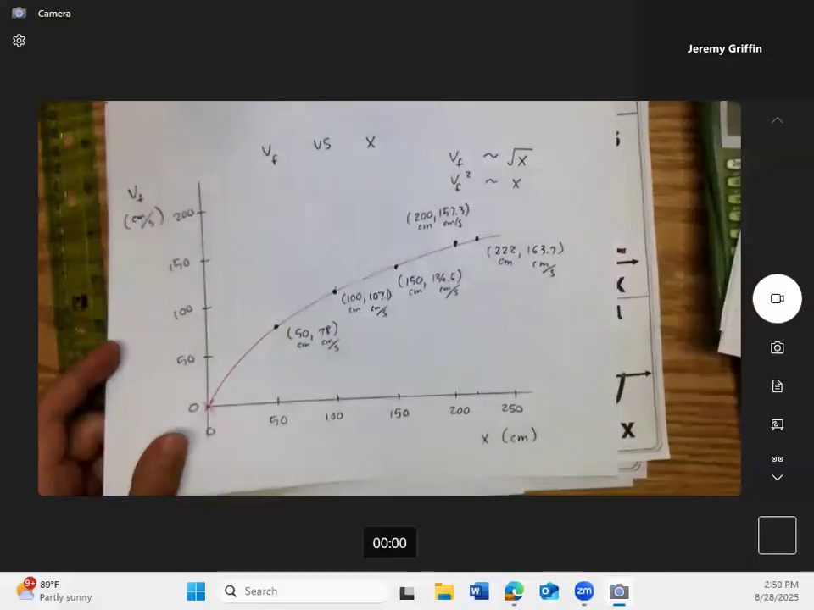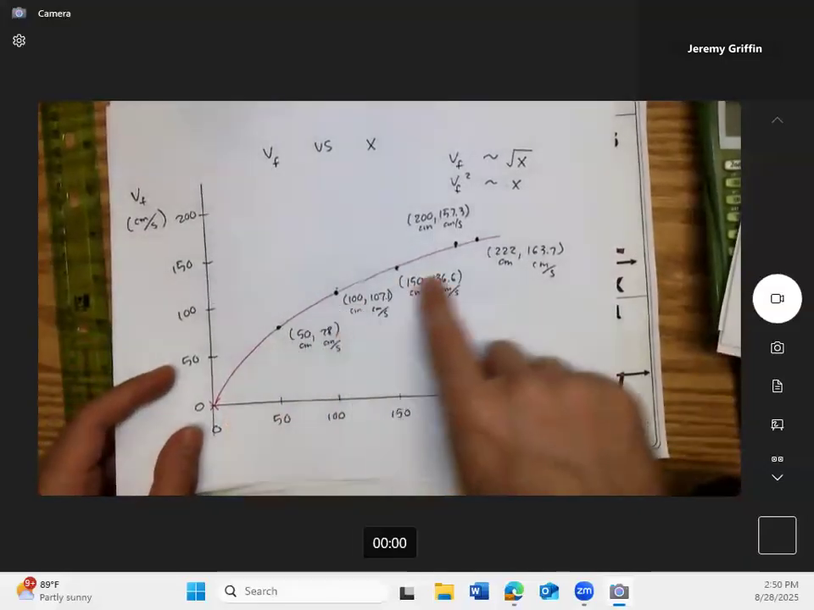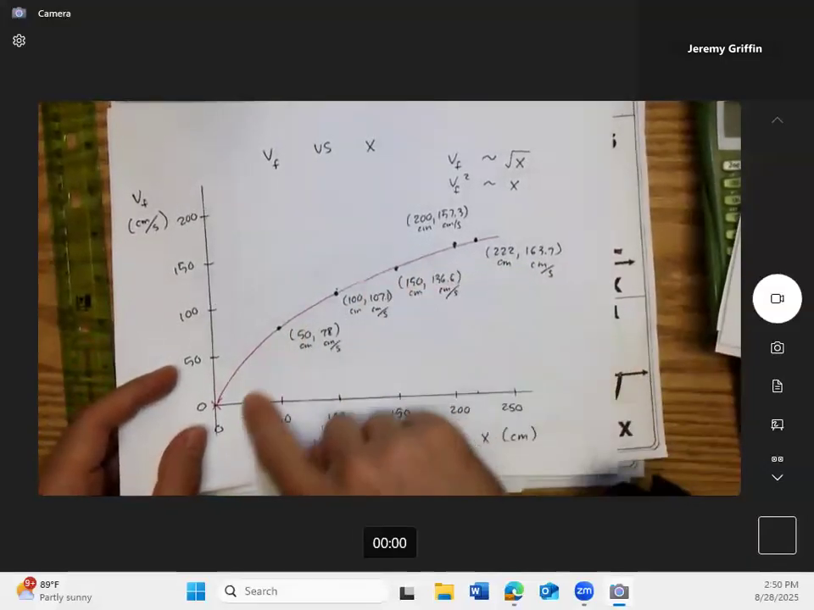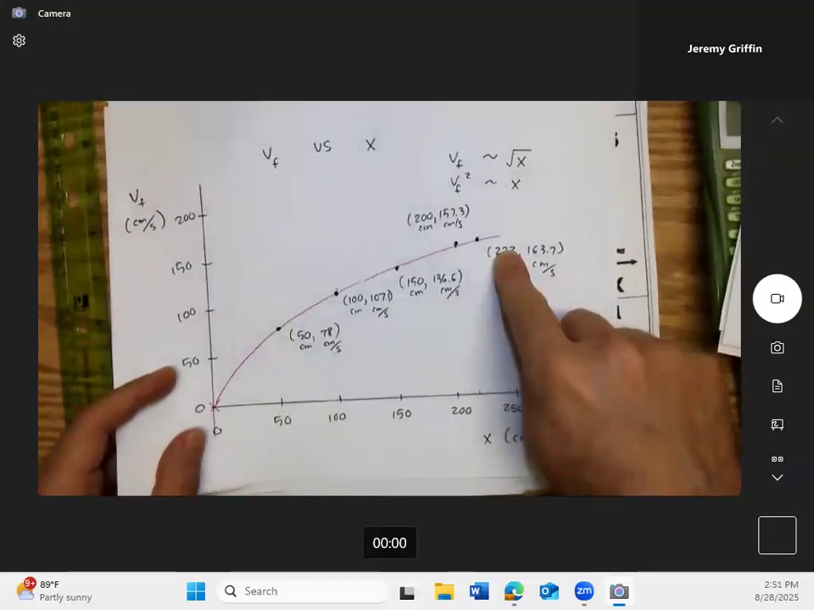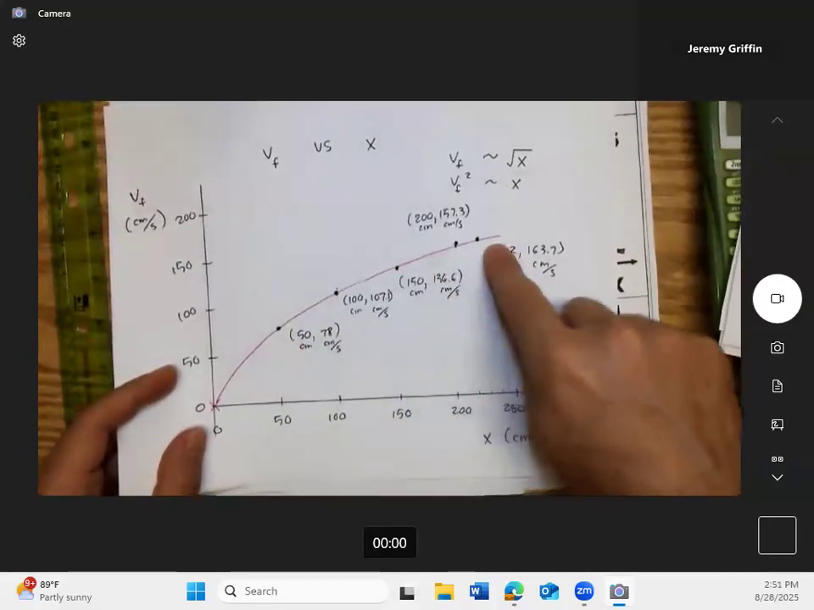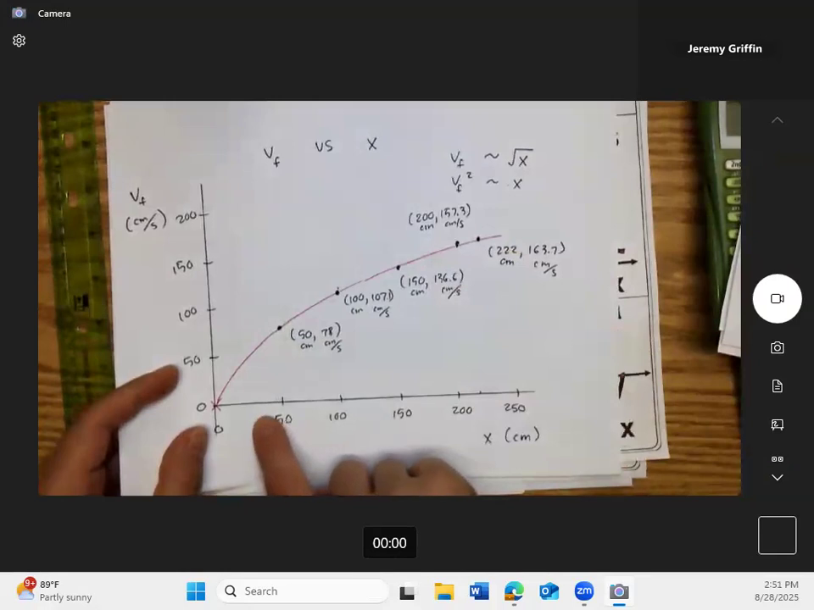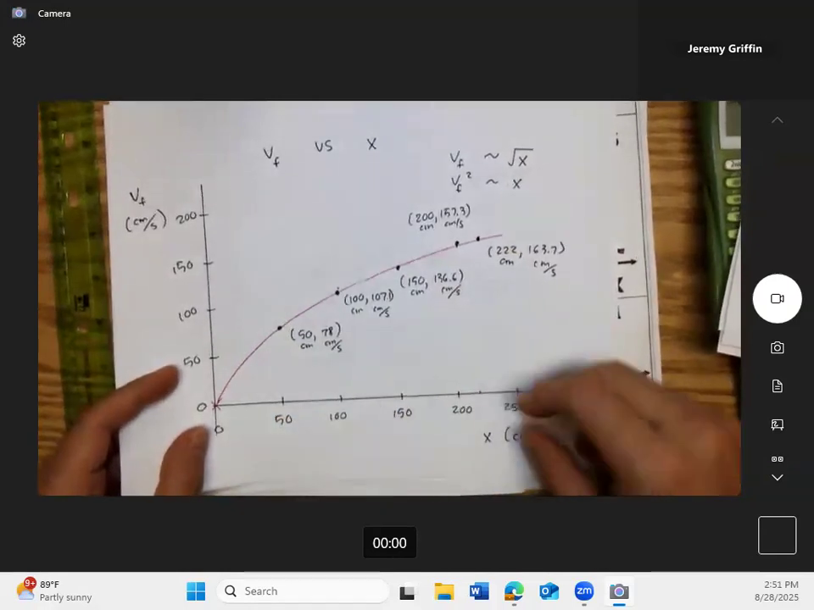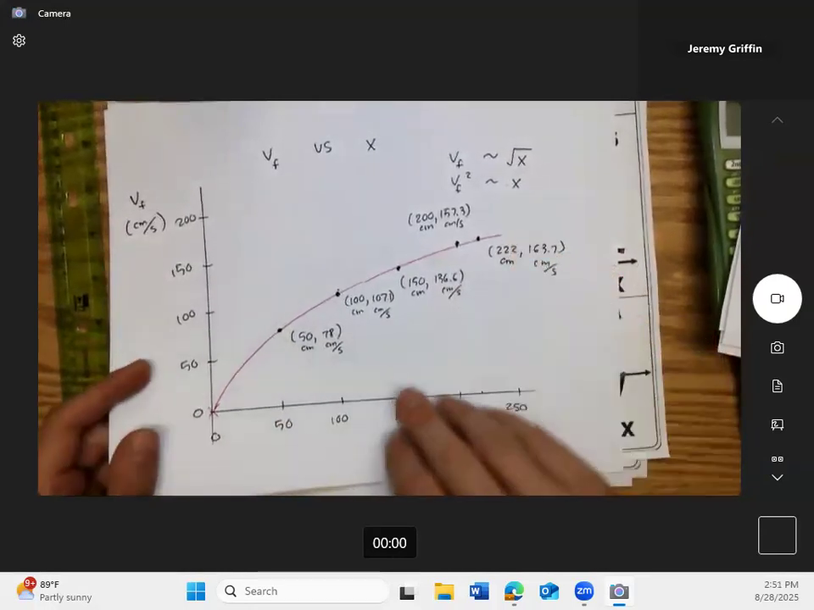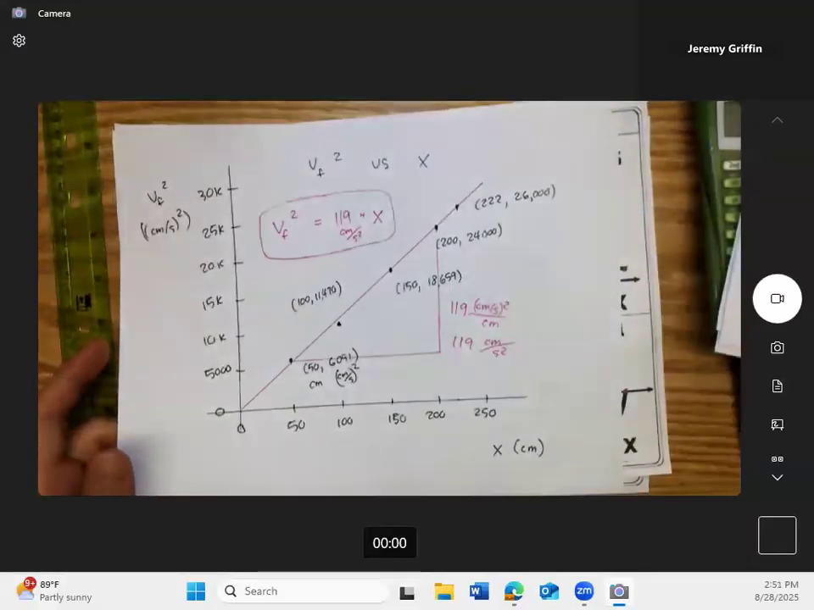Okay. Some of you guys had this one. Ooh, guys, what shape is that called right there? A square root. Okay. So if you let the car roll for like 9 times the distance, it only picks up to 3 times the speed. Next, there you go. All right.